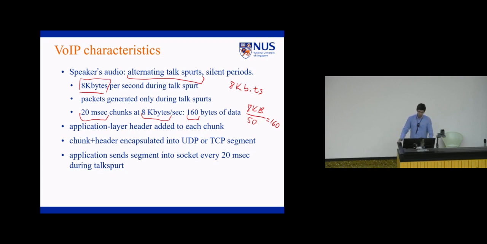So that means in every 20 millisecond chunks, I need to send 160 bytes of data to my receiver. And of course, this is only the data. I also add certain application layer headers to each chunk: where this packet is headed, what's the port number, if there is an ID, what's the ID, if there is a timestamp, if there is a synchronization number, what are those, and so on. So that is 160 bytes plus some application layer headers.